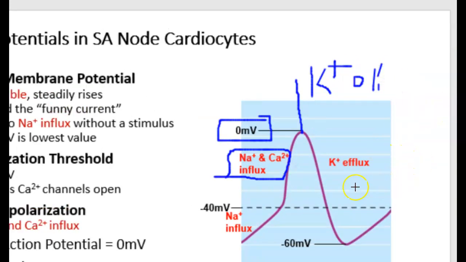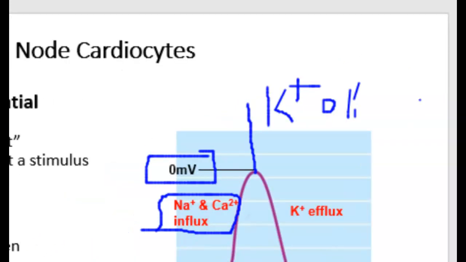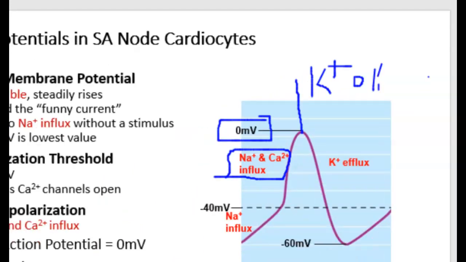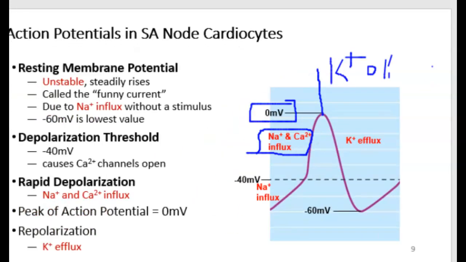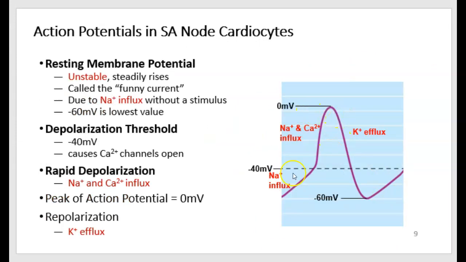In a neuron, the potassium will leave the cell. So as the potassium leaves the cell, it repolarizes. It becomes more negative on the inside.